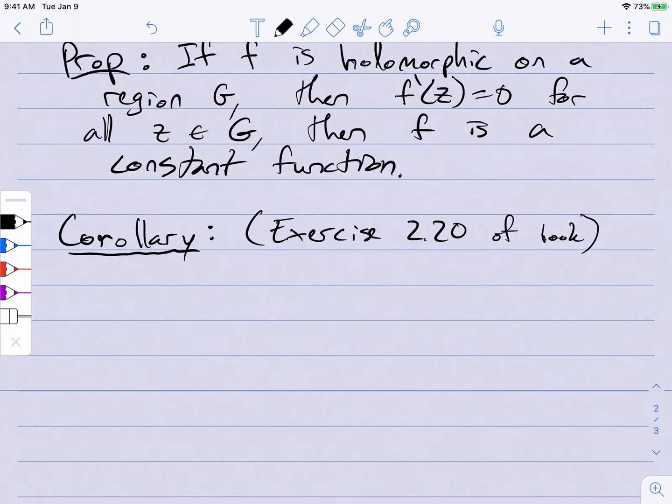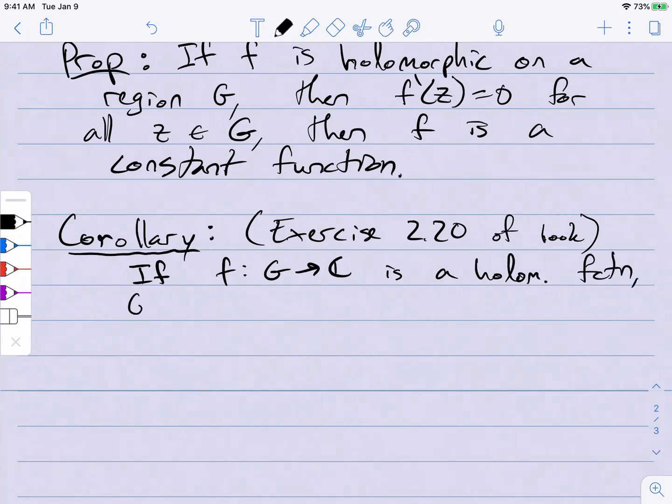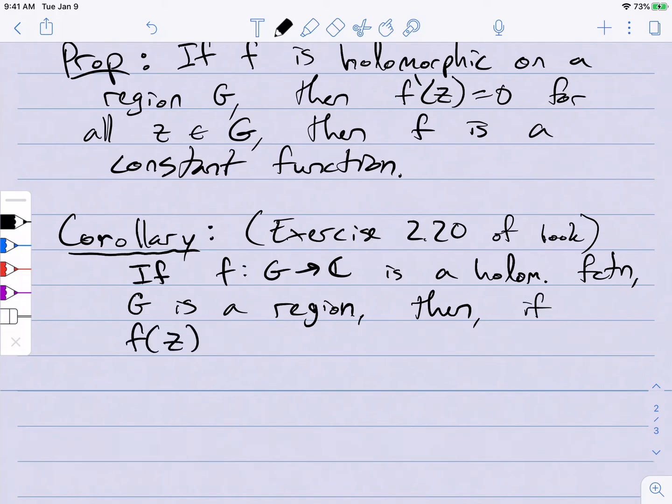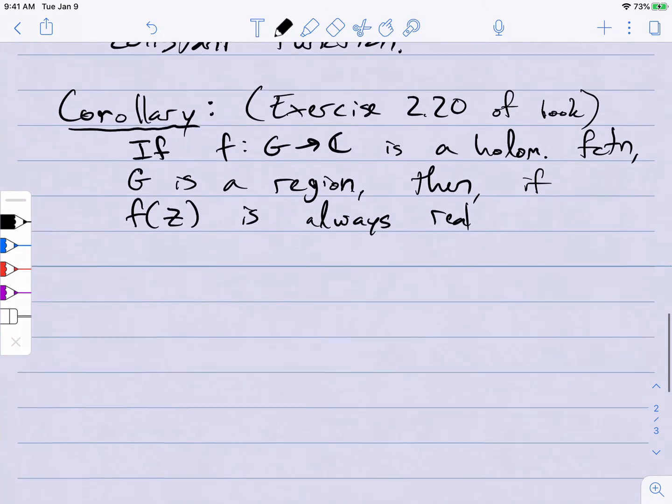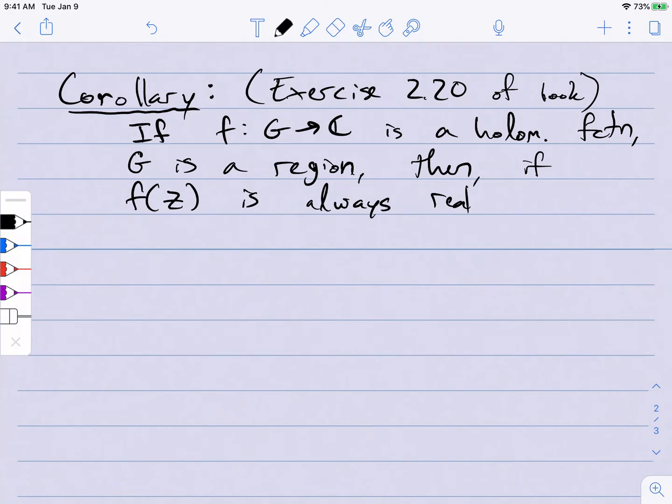So the corollary is the following. The setup's the same. This is a holomorphic function, so its derivative exists everywhere in the domain, and G is a region, which again just means it's connected and it's open. Then I claim that if f of z is always real, so if the output of this function is always a real number rather than a complex number, so the imaginary part is 0, then it turns out that f has to be a constant function.